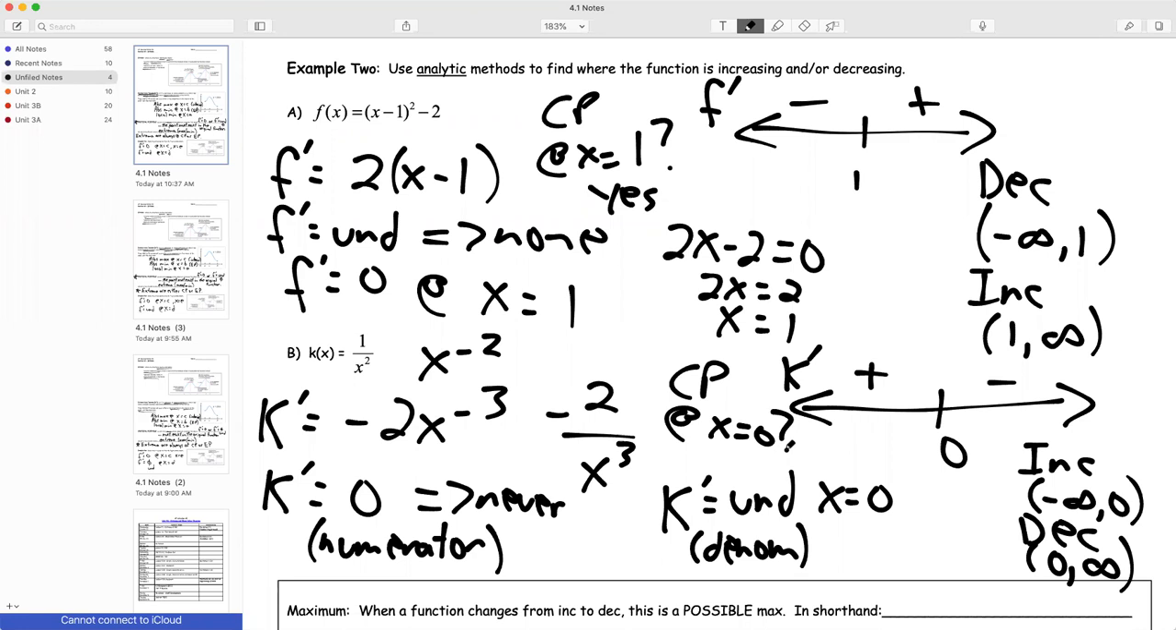No. Okay, so remember I said a critical point has got to be in the interior. The derivative has to be 0 or undefined, and the point has to exist in the original function. So if I take 0 and I plug it into the original function, I've got 1 over 0, I'm dividing by 0, and that is undefined. Therefore, the point does not exist, therefore there is no critical point. Okay, so the answer to this is no, because it does not exist in k of x.